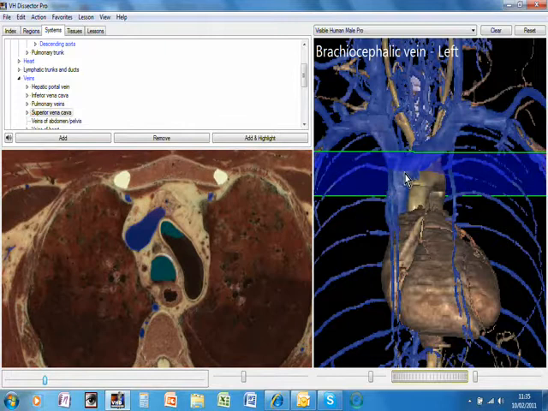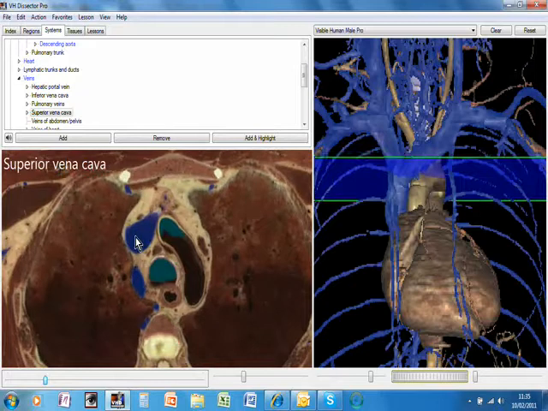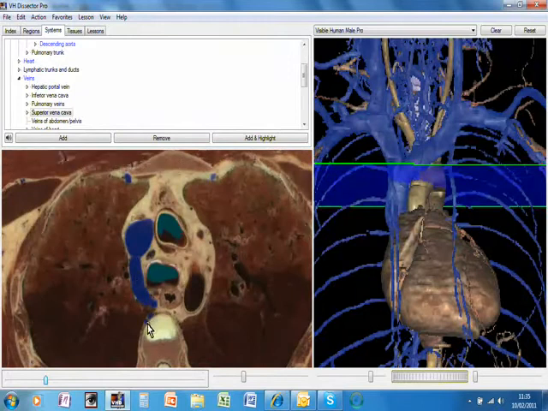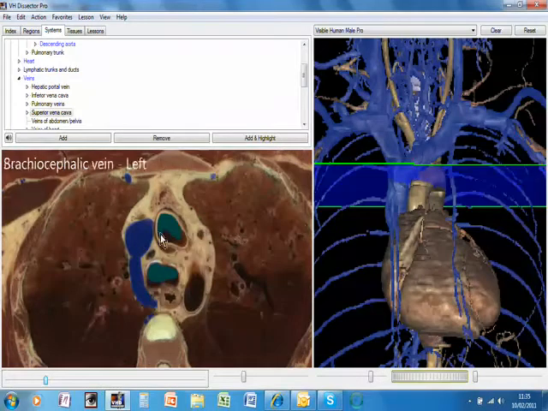Here's the SVC. Note that at this level, for the formation of the SVC, we're now crossing through the arch of the aorta. If we keep scrolling down, we'll see that this vein here, the azygous vein, is receiving these posterior intercostal veins here, these ones. So the azygous vein is draining the chest wall, and that also empties into the SVC.